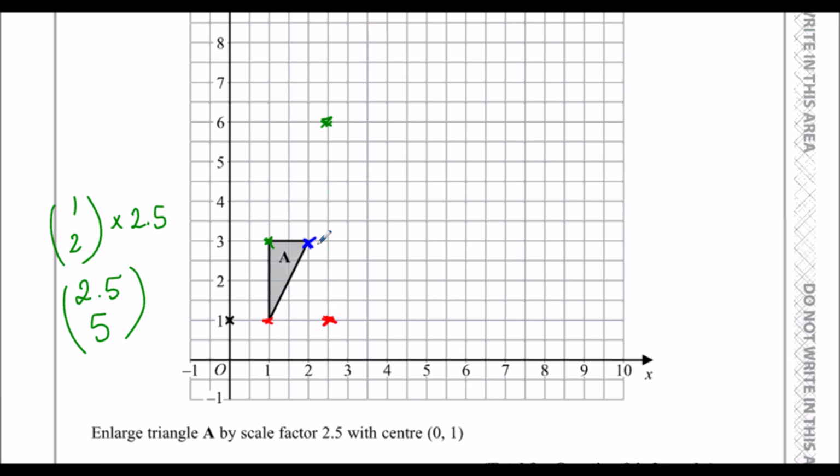And to get to this blue point, we go along 2, up 2 at the moment. So 2, 2 at the moment, times it by 2.5. So that'll be along 5, up 5. So 1, 2, 3, 4, 5, and then up 5. 1, 2, 3, 4, 5. So then we can just join up these points.